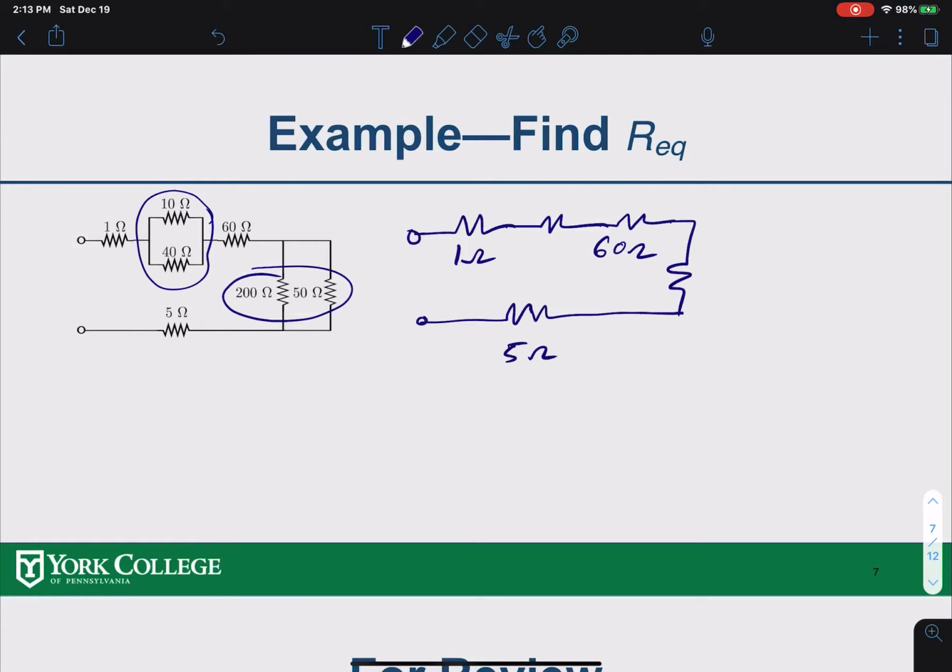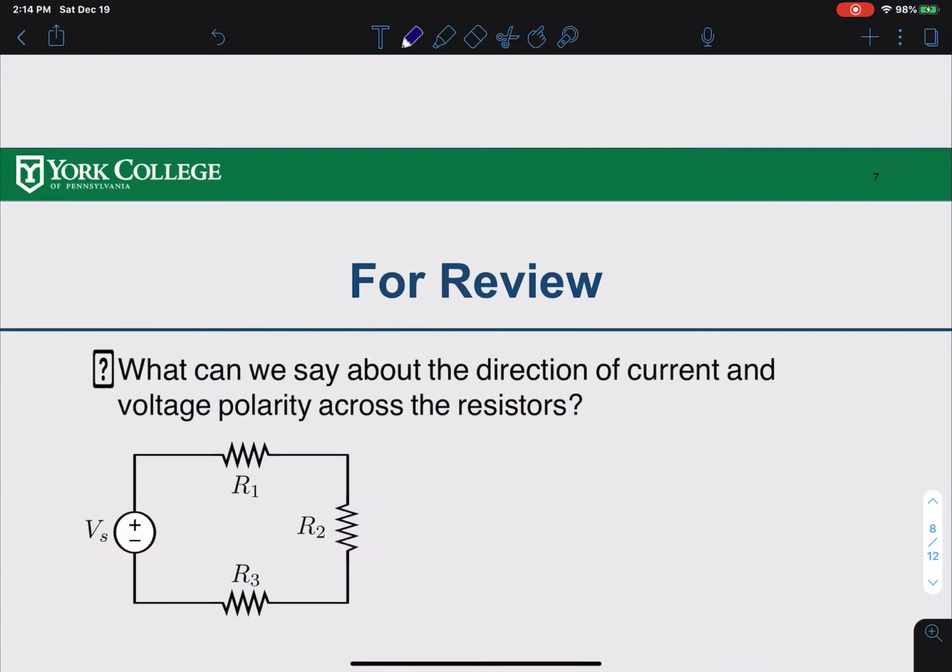So now, if you use the equations I gave you in the last circuit, the 10 and 40 will give you 8 ohms here. And 50 and 200 will give you 40 ohms here. You can check with your equations. Now look at that, if I put a current here, all of them will share the same current. That means all of them are in series. So your R equivalent over here, if you add all of them, you should get 114 ohms. So that's how you solve the very complicated circuit.